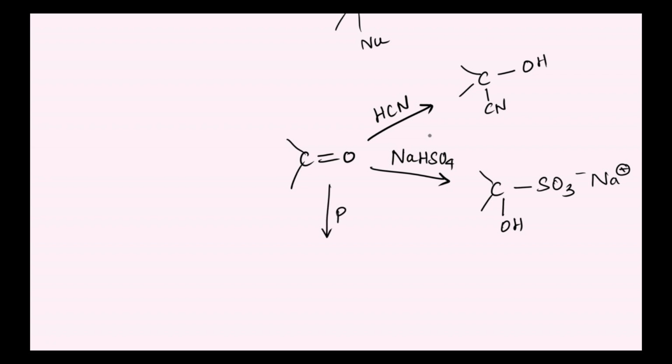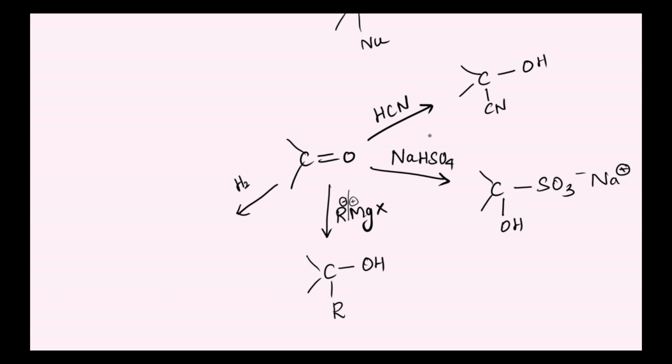If I am reacting it with Grignard reagent, what will happen? What is nucleophile here? R minus, and this becomes plus. So R will get attached and remaining OH will be formed.